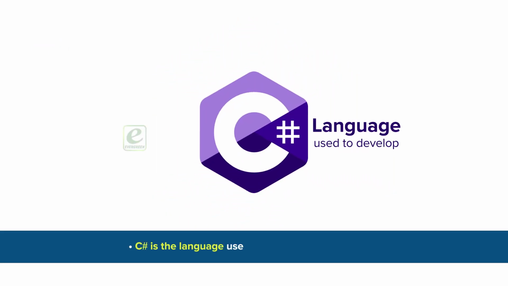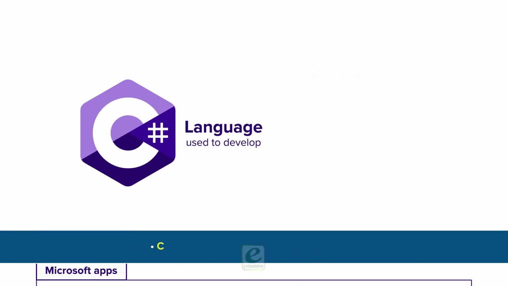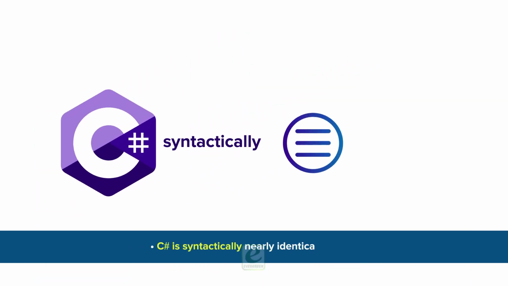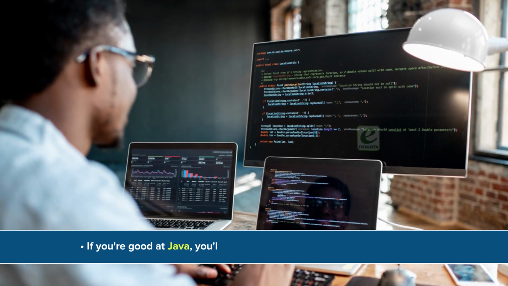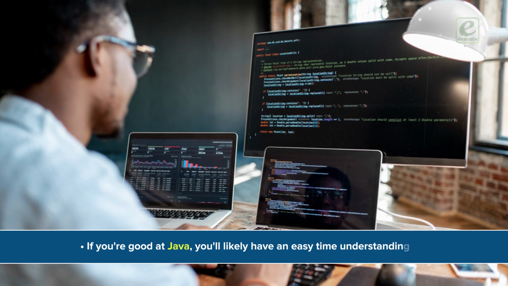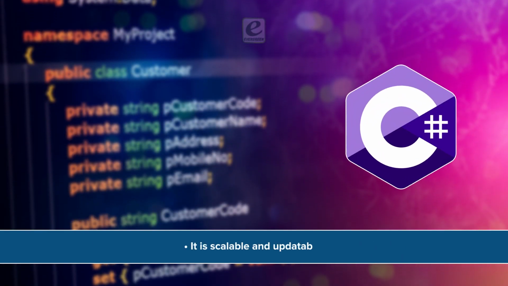C#. C# is the language used to develop Microsoft apps. C# is syntactically nearly identical to Java. If you're good at Java, you'll likely have an easy time understanding C#. It is scalable and updatable.